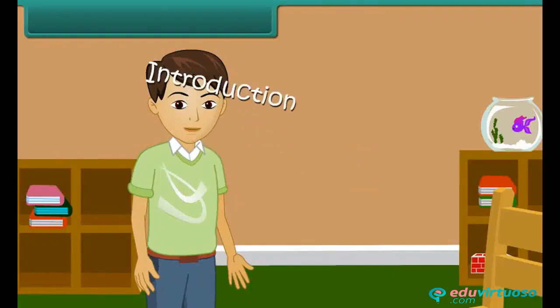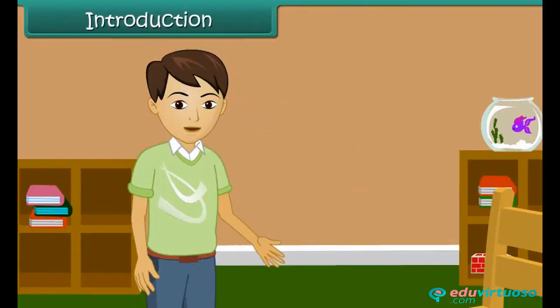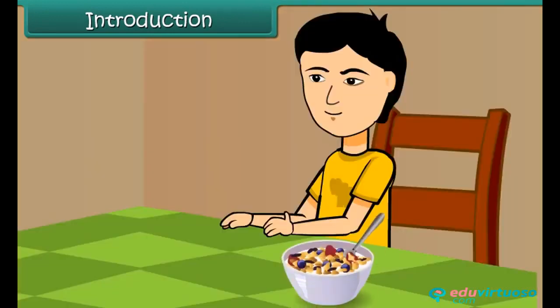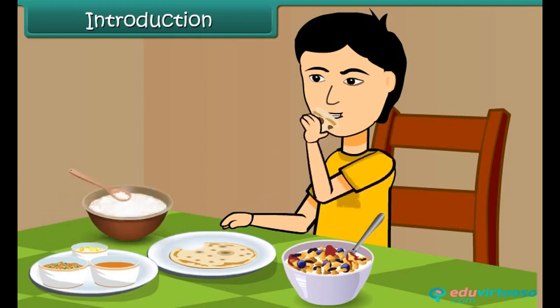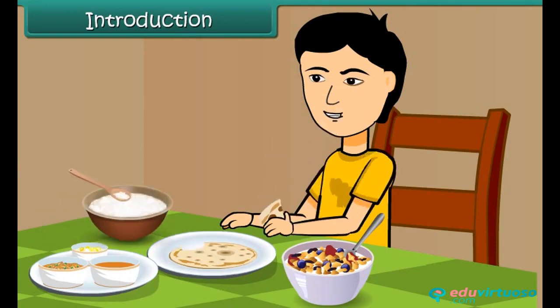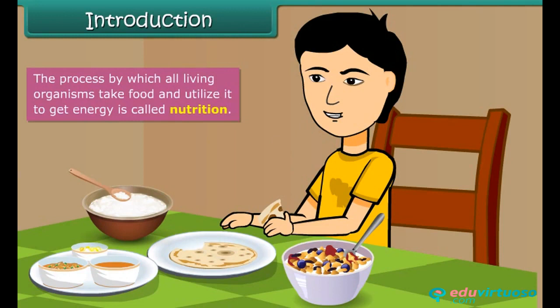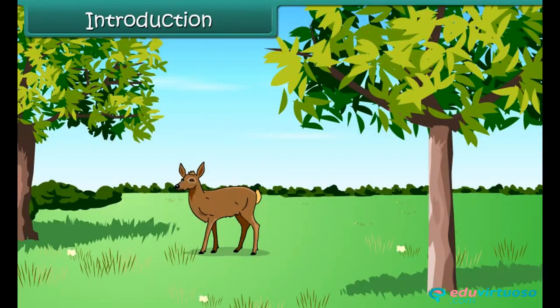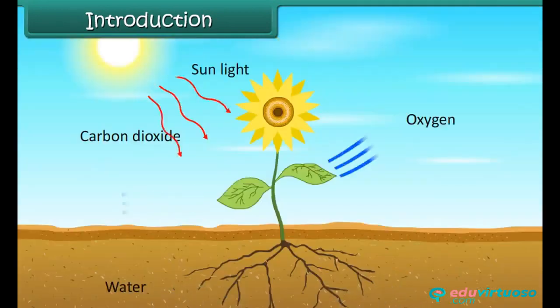Introduction. Friends, as we all know, we need energy for performing various daily activities. We get this energy from the food that we eat. So we can say that nutrition is a process by which all living organisms take food and utilize it to get energy. Both animals and plants are living organisms. Like animals, plants also require energy for their life activity. Thus, nutrition is an important life process of all living organisms.